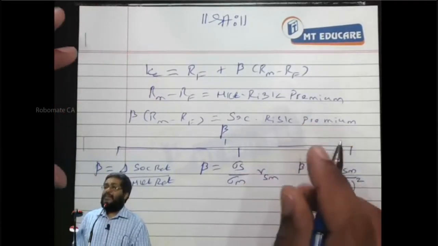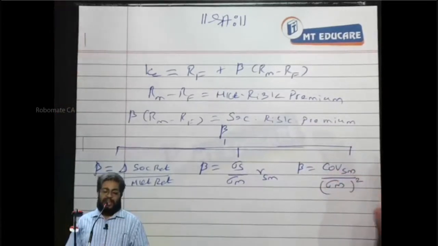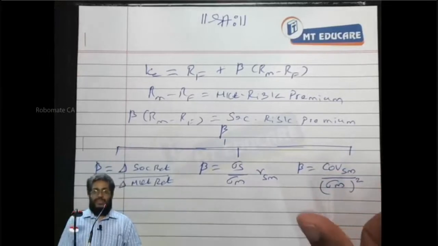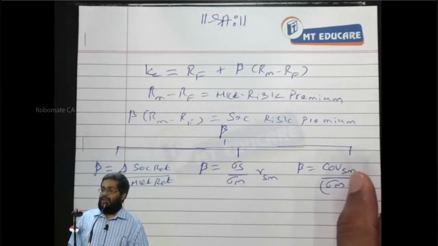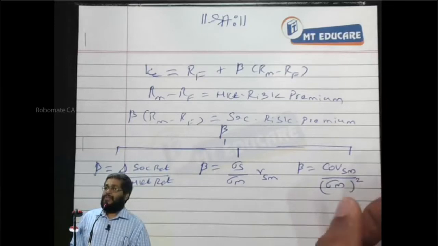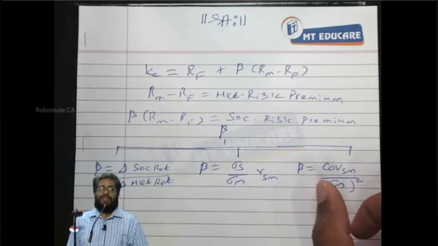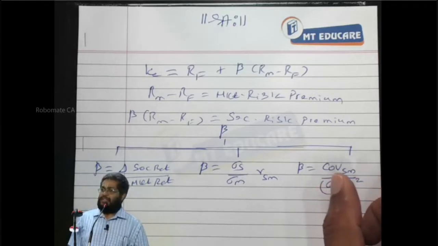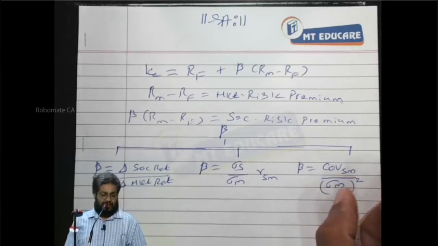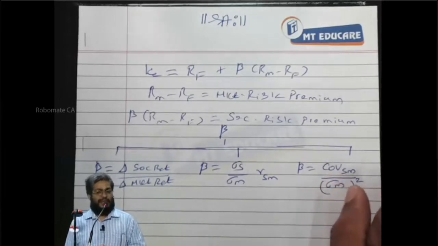Point E. Point D. Beta represents only the systematic risk portion of the security.